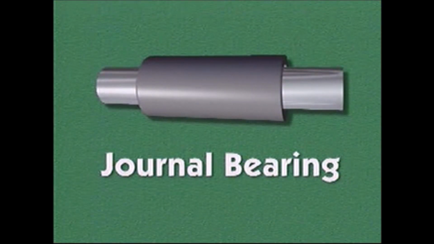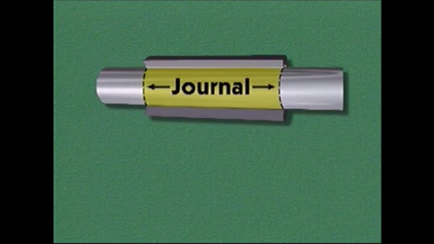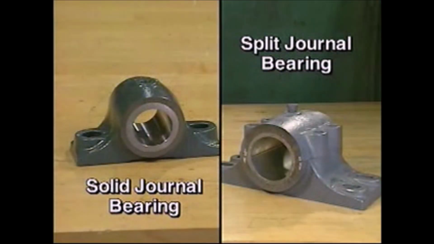A journal bearing is the simplest type of bearing because it has just one part, the bearing itself. The bearing is the cylindrical part that surrounds and supports the shaft. The term journal does not refer to a part of the bearing. The journal is the place on the shaft that is surrounded and supported by the bearing. Two basic types of journal bearings are solid bearings and split bearings.